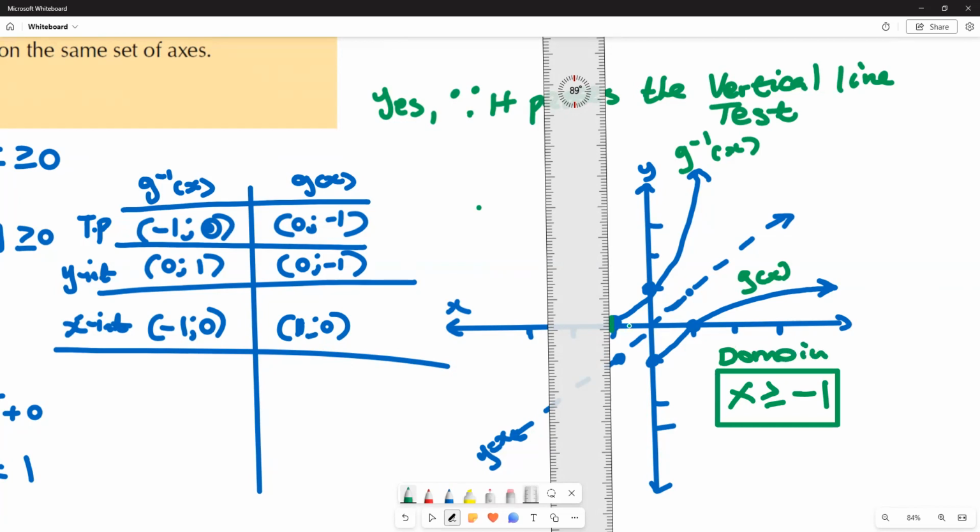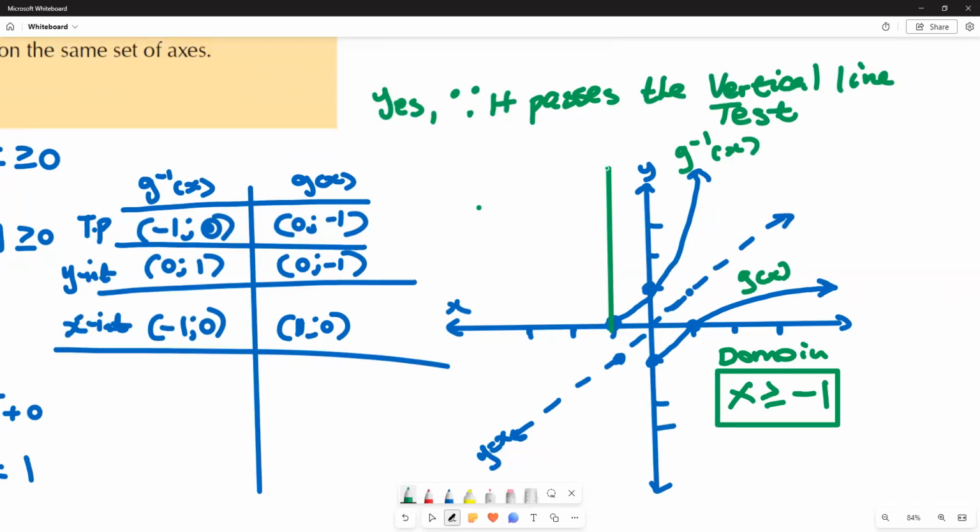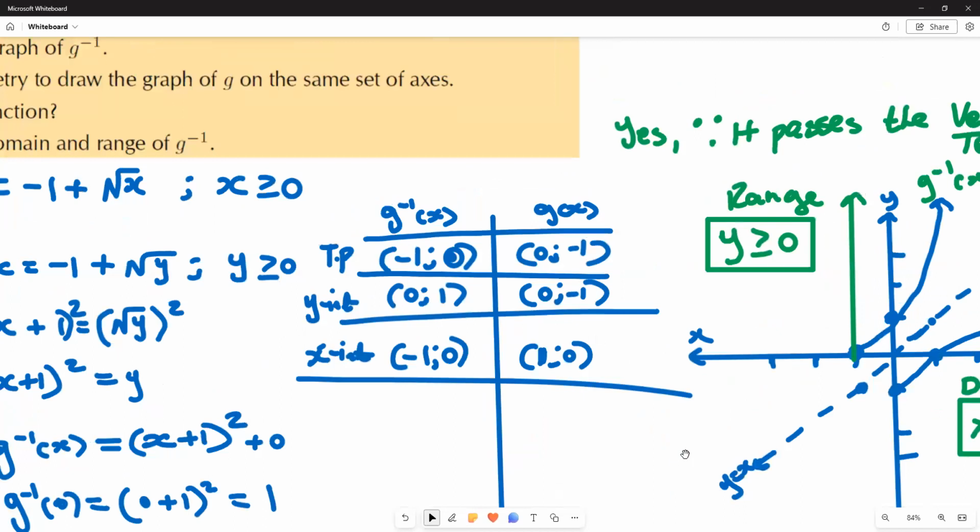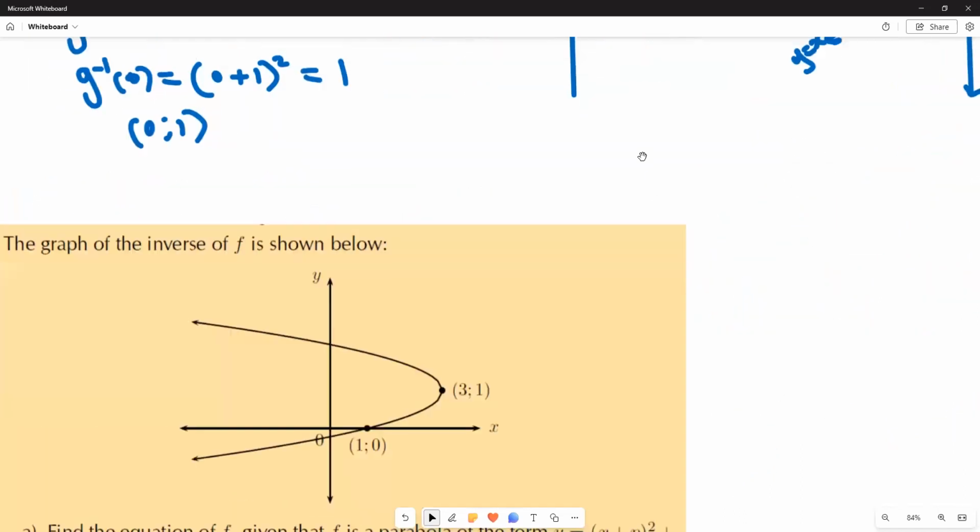And then the y value here is 0. We move from 0, we go up. You see? We move from 0, we go up. So the range will be y is bigger or equals to 0 of the inverse. That's your range for the inverse. And that's it about that question. So now let's go to the next one.